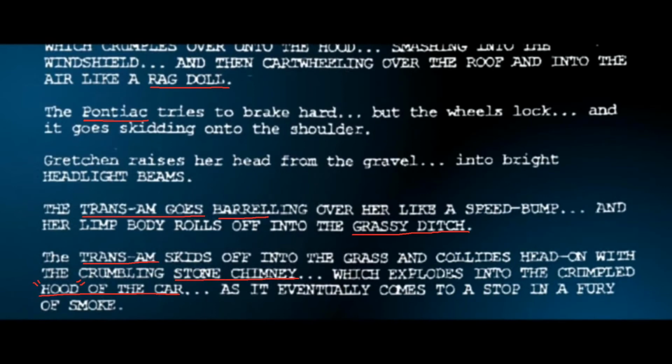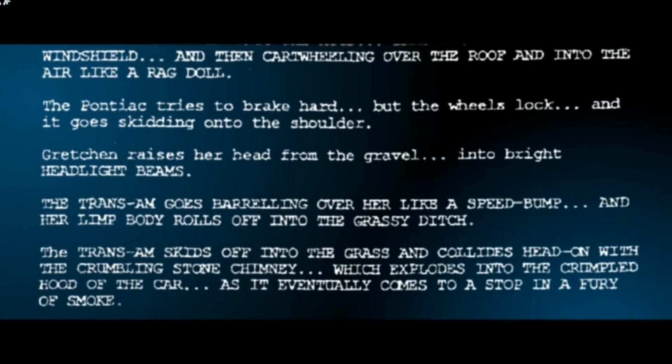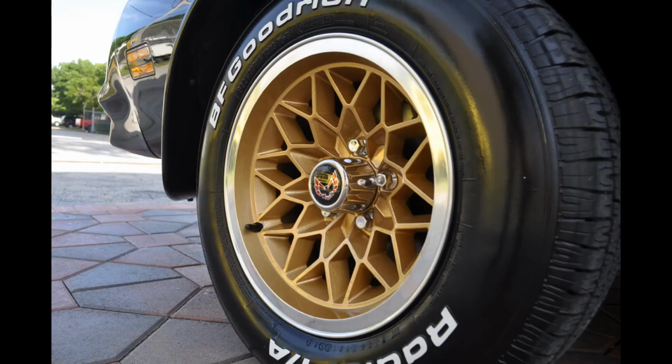So we have the Trans Am, the grassy ditch, the Pontiac Indians, the ragdoll. The crumpled hood of the car is where the chimney lands, right where the Phoenix would be. These are script pieces, and some of the script has been changed. You'll notice during this interview that they're using a different thing. Donnie shoots me in the eye, and that was the entire audition scene.